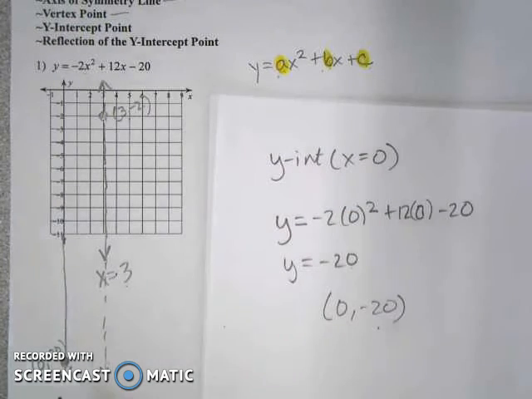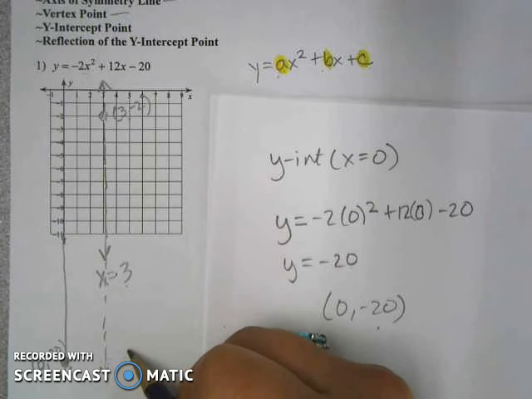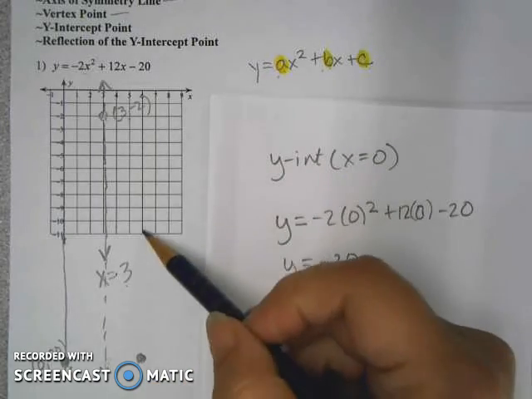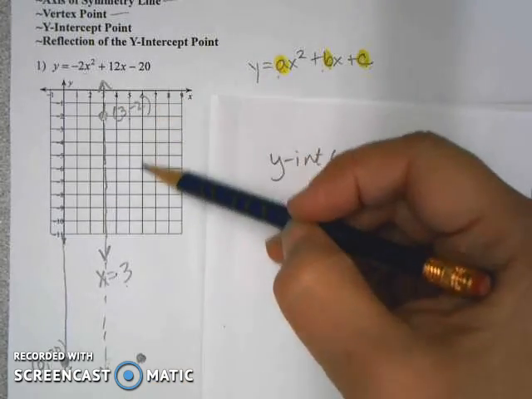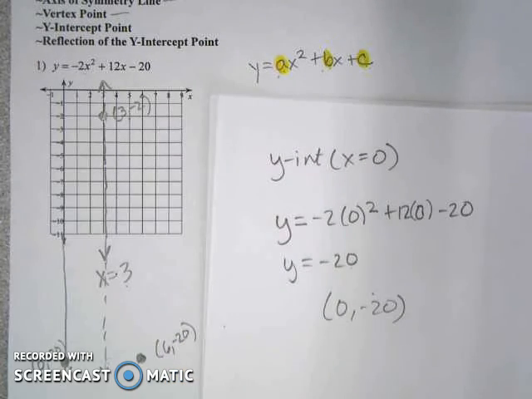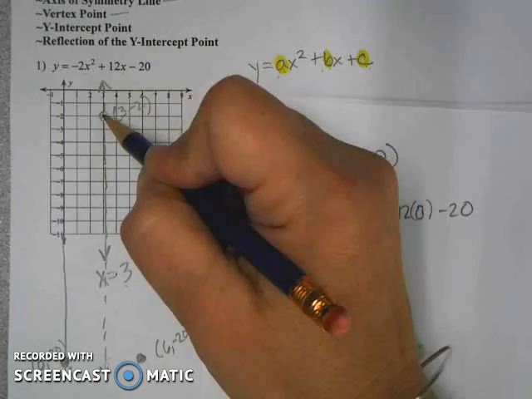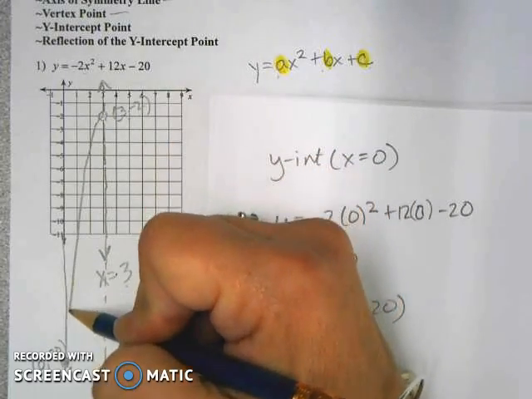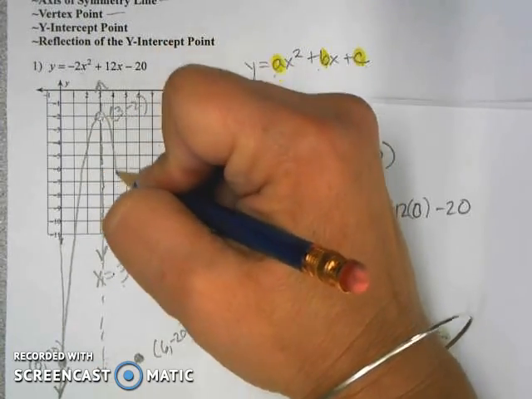The only thing left to do really is to find the reflective point of this y-intercept. The y-intercept is 3 units to the left of the axis of symmetry. So now I need to go 3 units to the right of the axis of symmetry to sketch its reflective point. If I go 3 units to the right, that's going to take me to 6, -20. So I sketch and label it, and now I can sketch my parabola. And there we go.